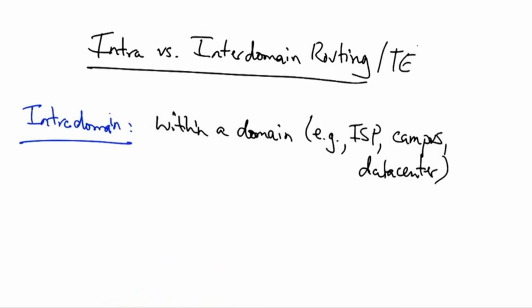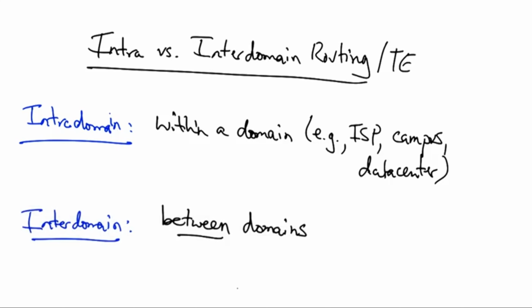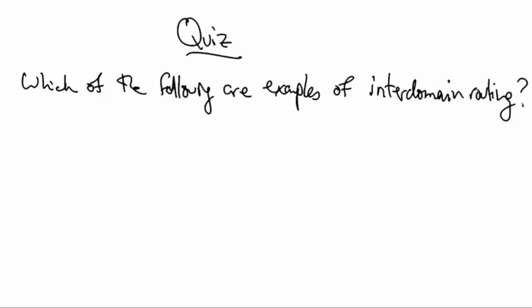Intra-domain routing and traffic engineering concerns traffic flow within a single domain, such as an ISP, a campus network, or a data center. In contrast, inter-domain routing and inter-domain traffic engineering concerns routing that occurs between domains, something that we looked at before in the context of the Border Gateway Protocol. Before we proceed with our discussion of inter-domain traffic engineering, let's take a brief quiz reminding ourselves about the differences between intra-domain routing and inter-domain routing.